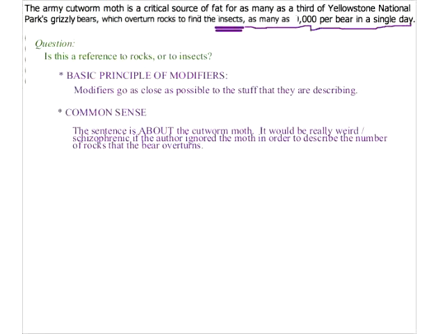So if you're going to have something like 40,000 of these per bear, that's going to be, by default, we're still talking about this moth. But more to the point, if you see this kind of modifier, then it's going to talk about the stuff that's next to it. That's the idea.